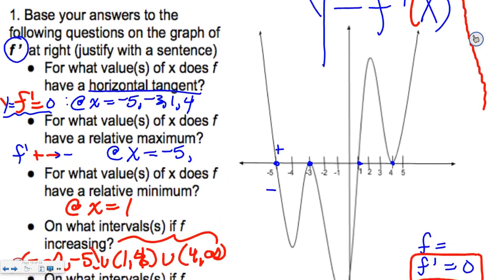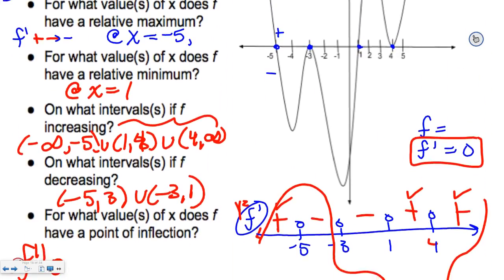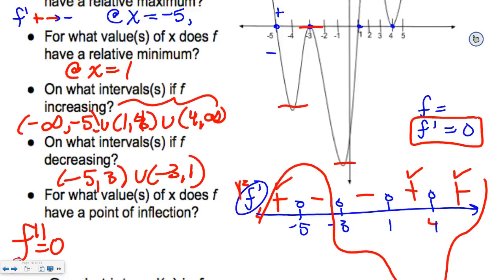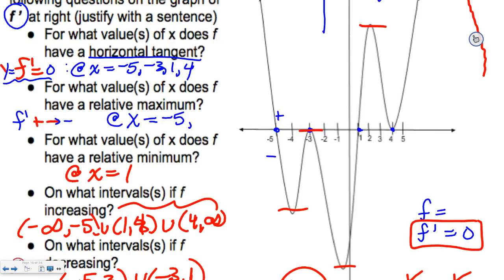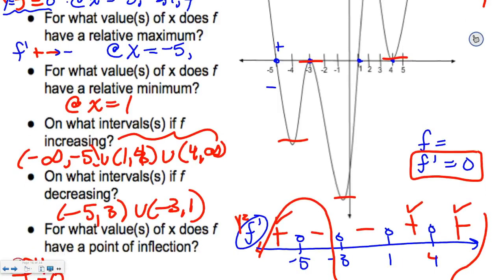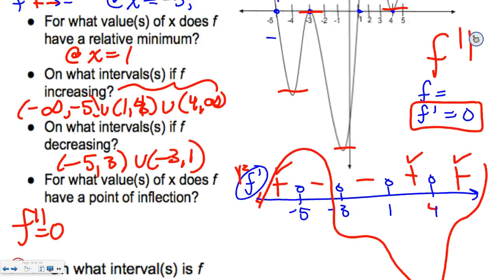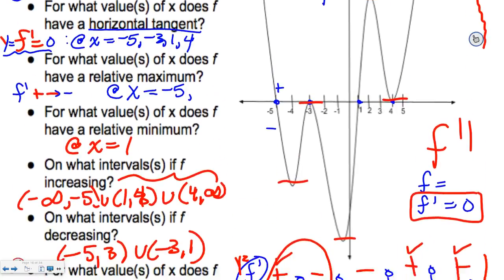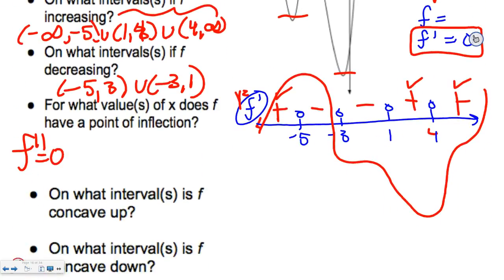It's pretty easy. The slope of my slope graph will be 0 here, here, here, and up here and here. It's all the relative extrema. That would be where f double prime equals 0. It's the slopes of the slope graph. And that's at what? -4, -3, -1, and 2, and 4. You would list those all out.